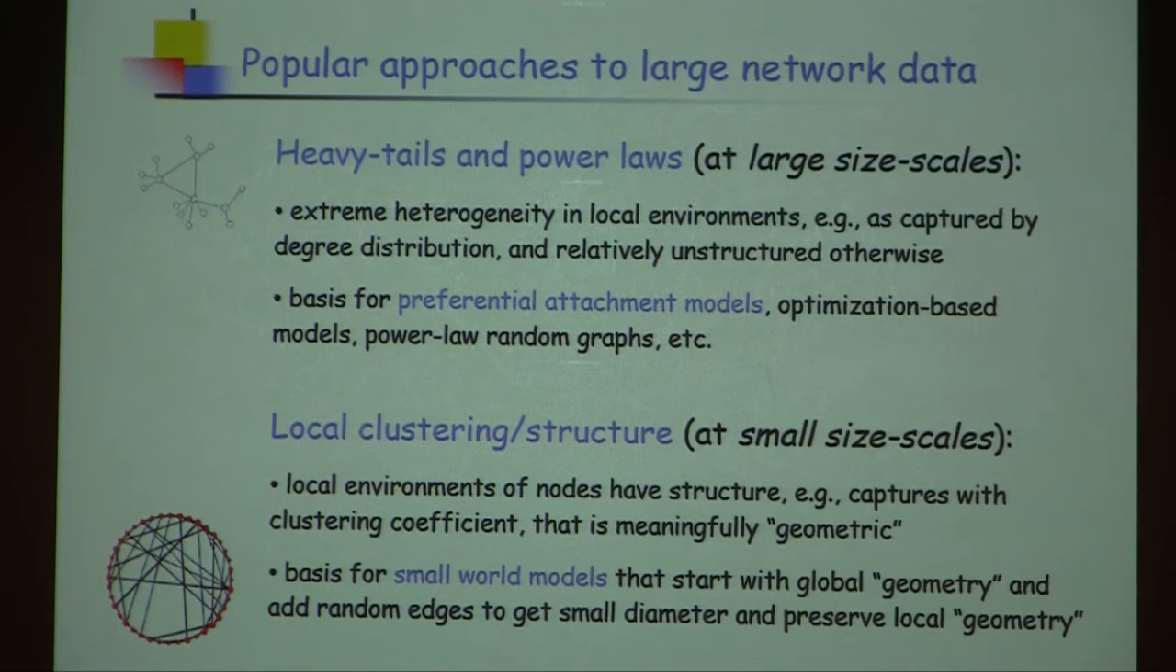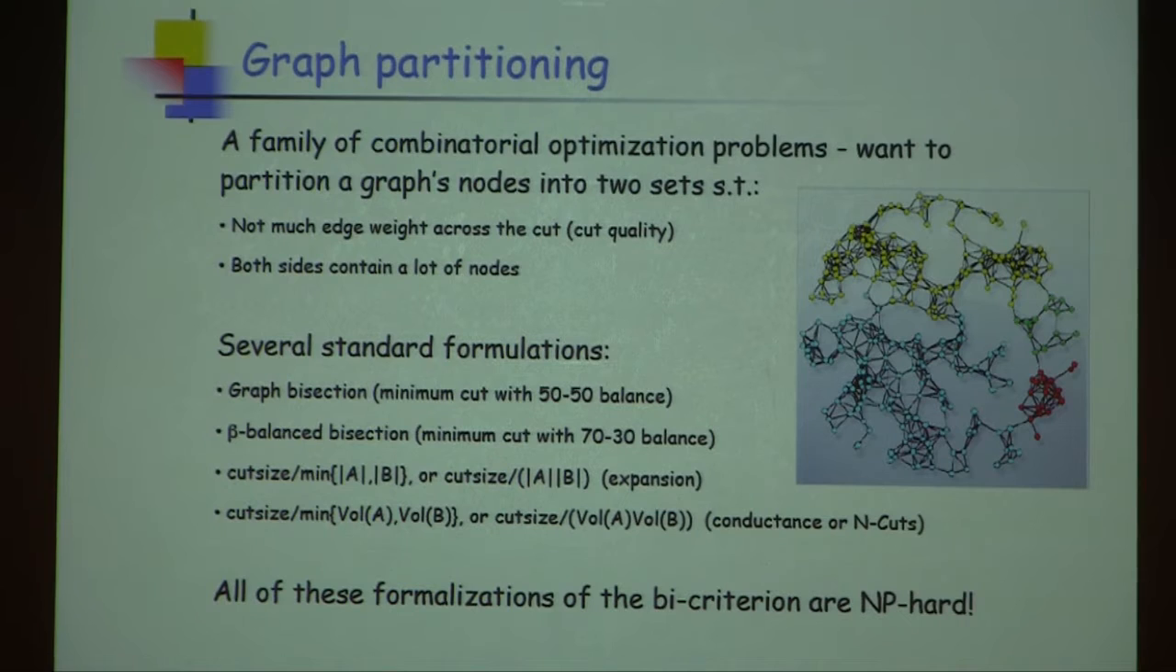So the usual approaches. Heavy tails and power laws. What you say is that at large size scales you have extreme heterogeneity in the local environments, and this is captured by a very simple statistical degree distribution, and you're fairly unstructured otherwise. And this is based on preferential attachment and a whole bunch of models. Another very different approach is local clustering and structure. So that's at very small size scales. The local environment of a node has some sort of structure. You start with the geometry and just add random edges. That's in some sense meaningfully geometric. And this is the basis for small world models that start with some local geometry and add random stuff otherwise. So we want to ask, can we take those ideas, and how robust are those ideas more generally?